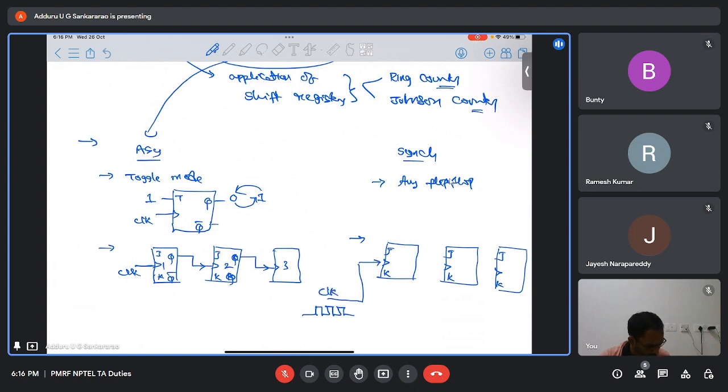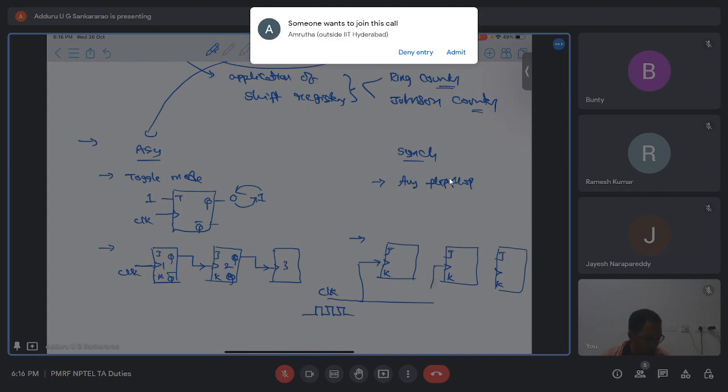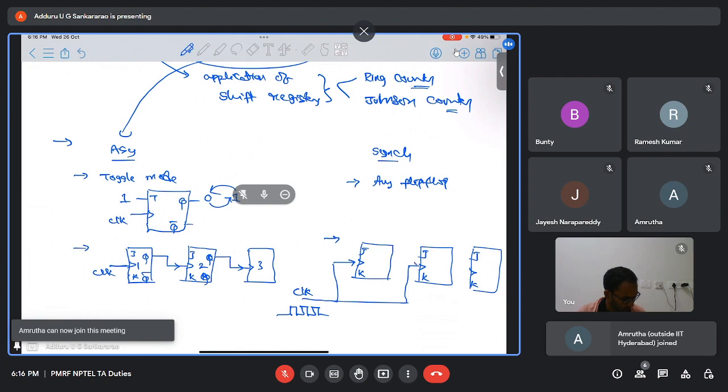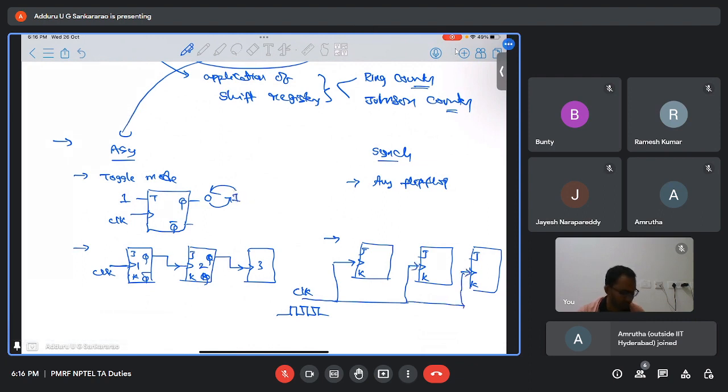For all the flip-flops, simultaneously the clock pulse is applied. This is the synchronous counter. Okay, that's the main difference. For all the flip-flops, the same clock is given at the same time.